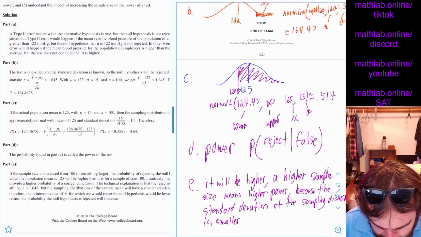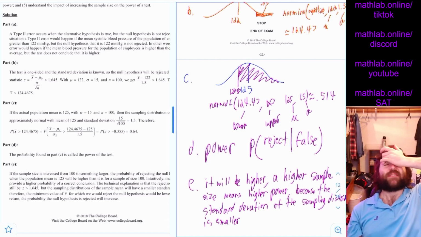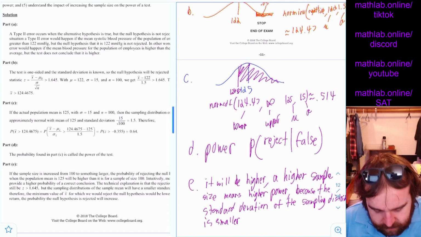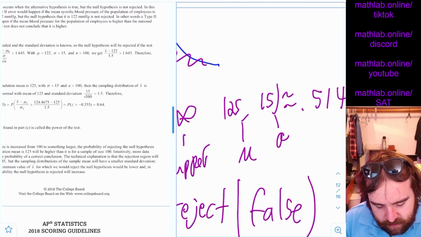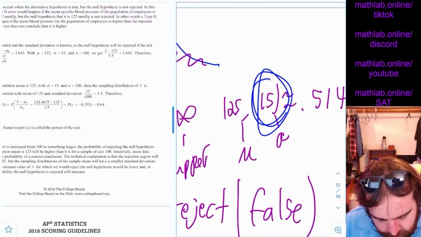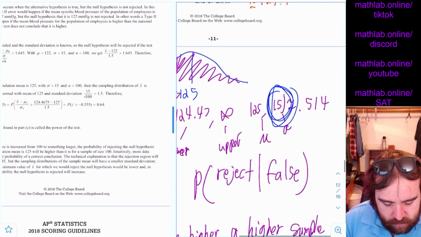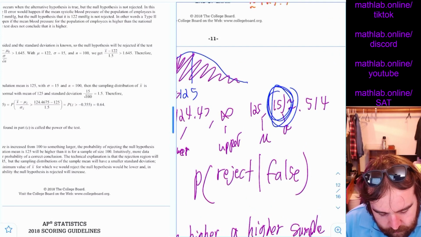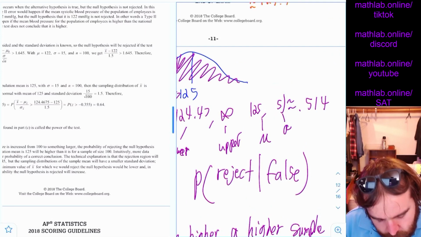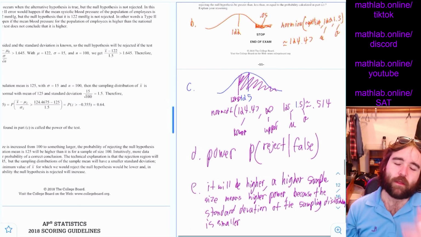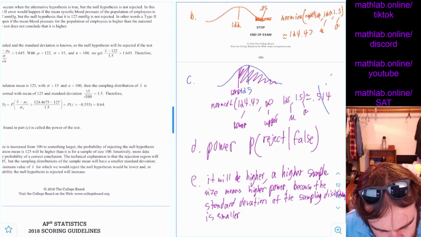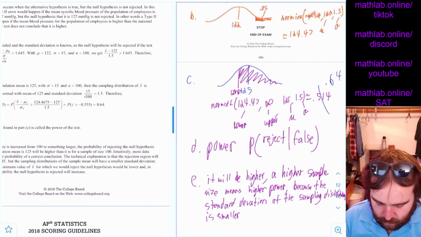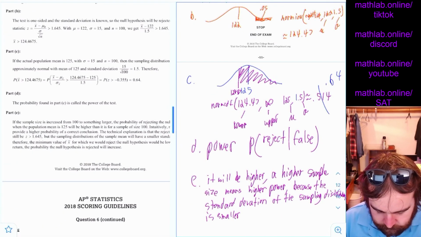No. Oh, the standard deviation is still 1.5. Oh no. The standard deviation is still 1.5 because we're still talking about sampling distributions. Oh no. Okay. So that's my problem. So that should have actually been 0.64. Ugh. Yuck. That's a little bit wrong.